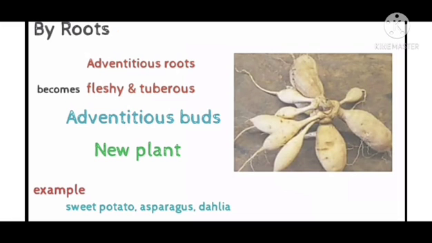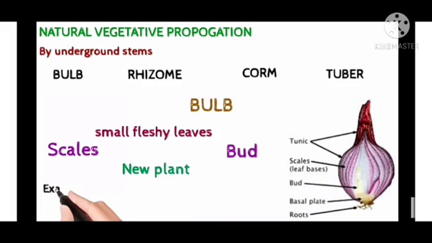First we will discuss vegetative propagation by roots. In sweet potato, dahlia or asparagus, swollen and fleshy roots are present. These roots store a large quantity of food and new plants arise from the swollen roots buried in the soil. Next is vegetative propagation by underground stems. There are many methods by which plants grow by underground stems. These are what? Bulb, rhizome, corm and tuber.